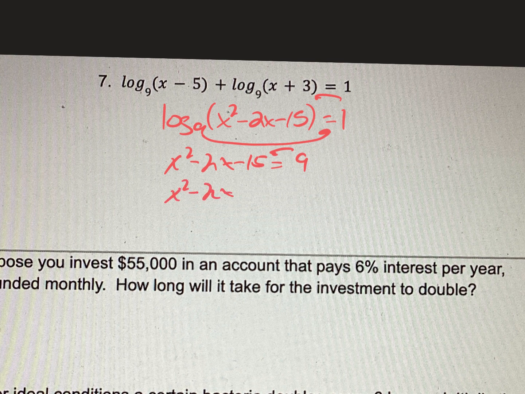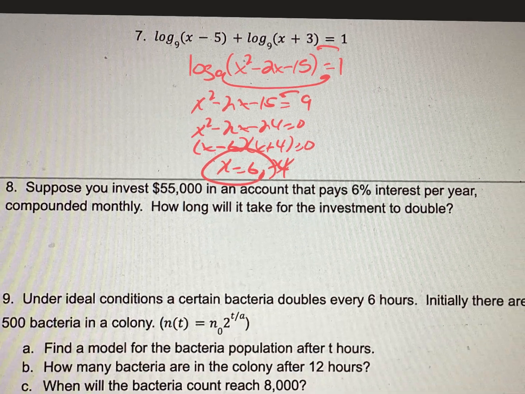X squared minus 2x minus 24 is 0. Factor that with minus 6 and plus 4, which gives me a positive 6 and a negative 4. Plug those in and make sure negative 4 does not work. 6 does work. Now, don't think just because it's negative it doesn't work. That's not the deal. If it makes the log negative, that means it doesn't work.